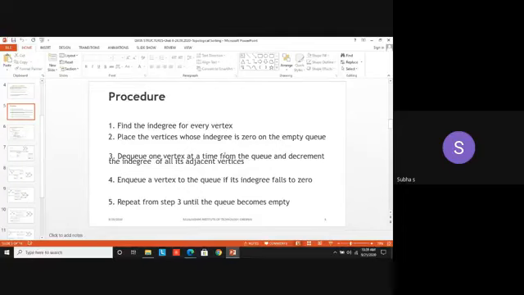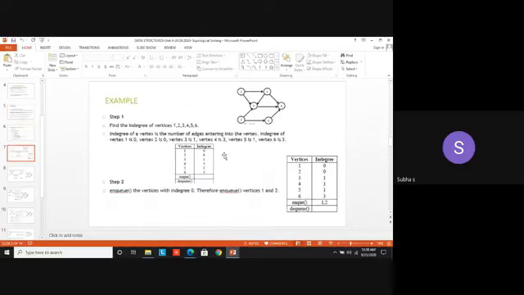Each time you dequeue, you have to decrement its adjacent vertices' in degree by 1. Like that, I have to follow the procedure.